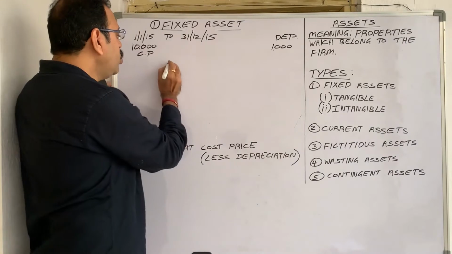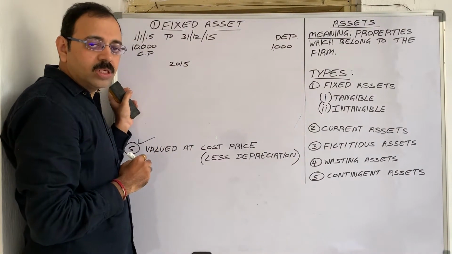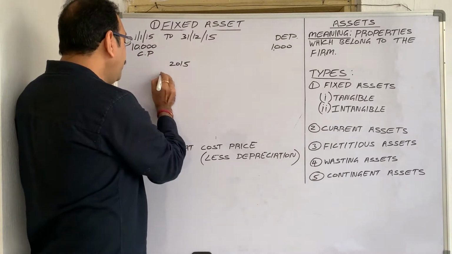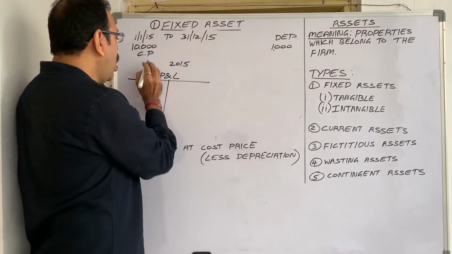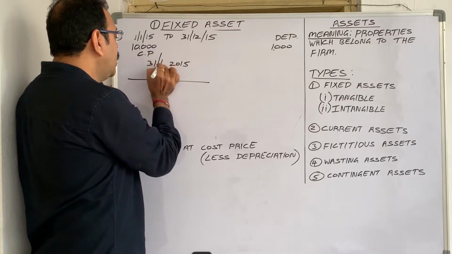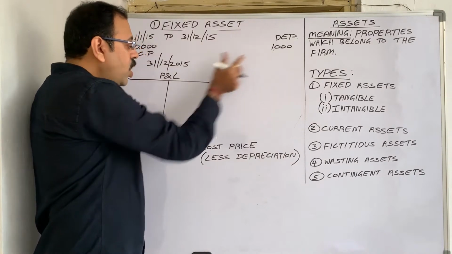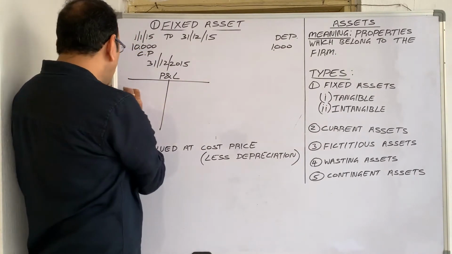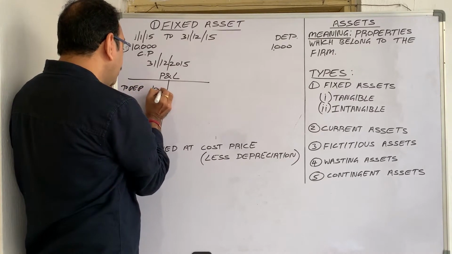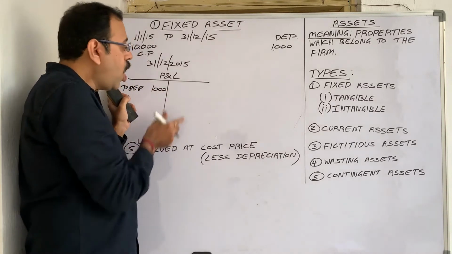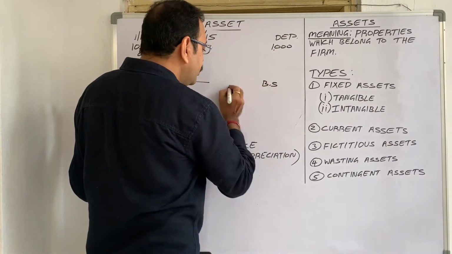Now for the year 2015, when you prepare final accounts, then in the profit and loss account which we prepare on 31st December 2015, this depreciation we have to show on the debit side. So to depreciation 1000 rupees, and on the same day we prepare the balance sheet also.